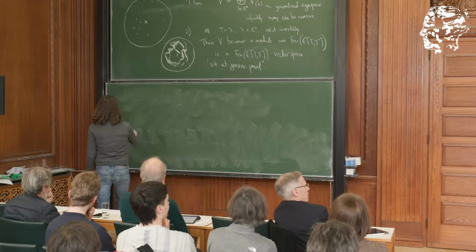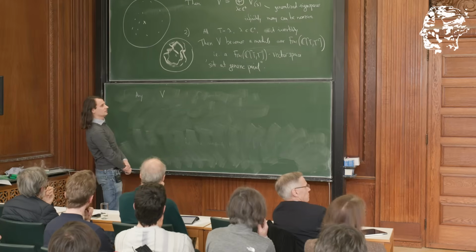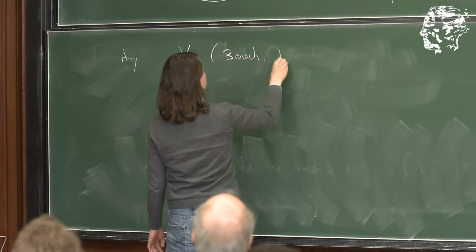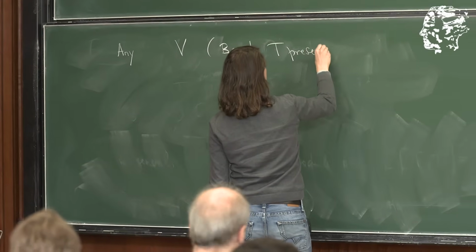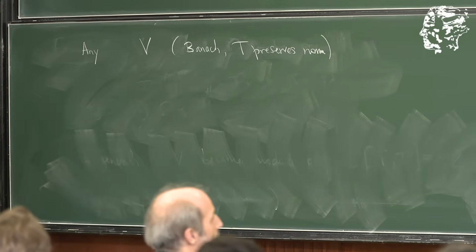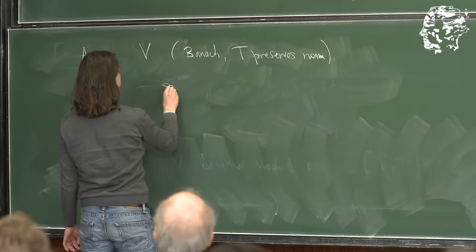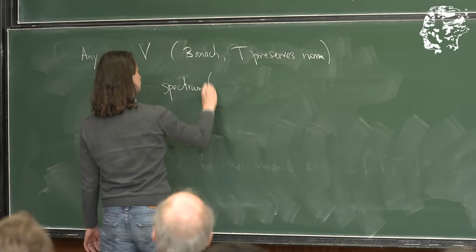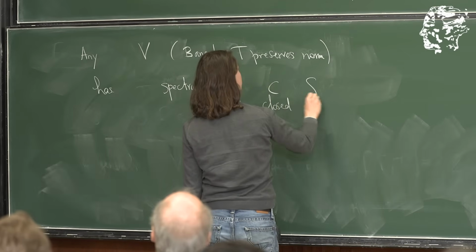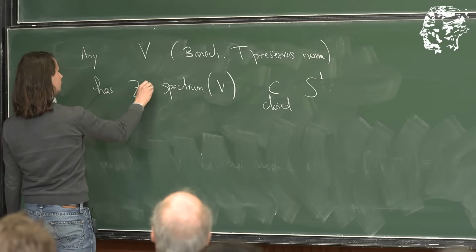So any V, as in the example I'm discussing right now, so Banach and T preserves the norm, has a certain spectrum of V, which is a certain closed subset of the spectrum of the relevant algebra. Let me just call it Z.